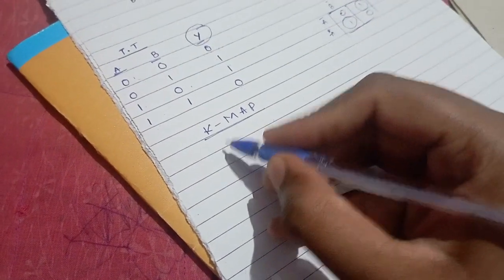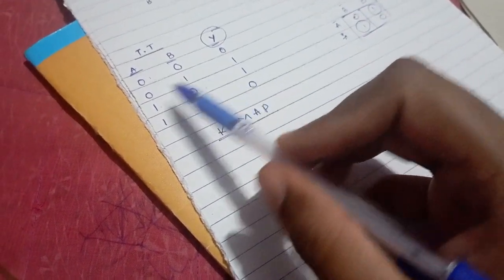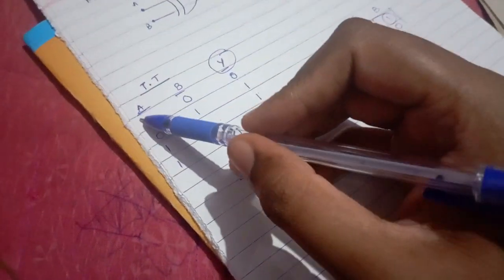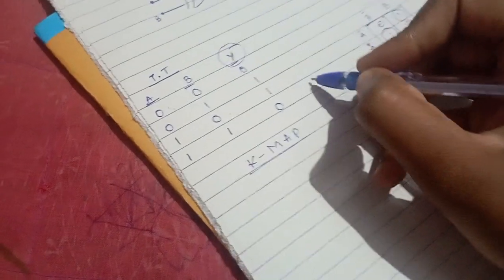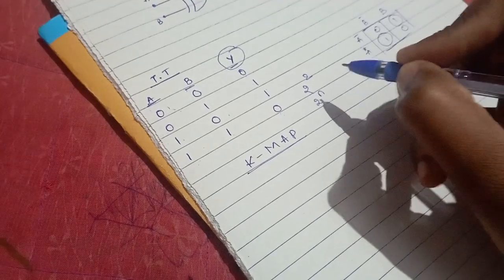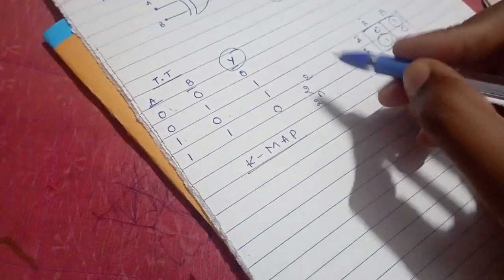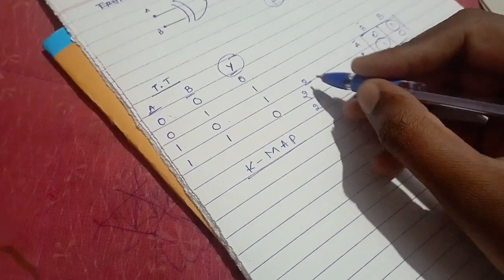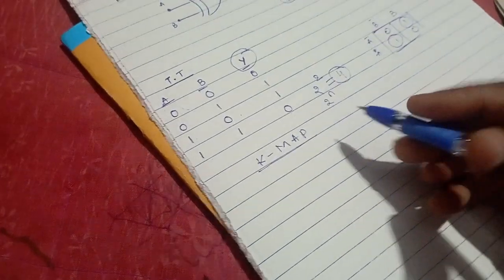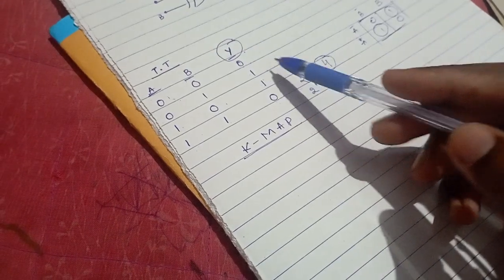For these particular inputs we have only a 2 into 2 K-map. How do you know that it is a 2 into 2 K-map? The inputs are 2, so it is 2 raised to n, which is the formula. Your total inputs are 2, so n equal to 2, which means the value is going to be 4. So totally 4 outputs are going to come.